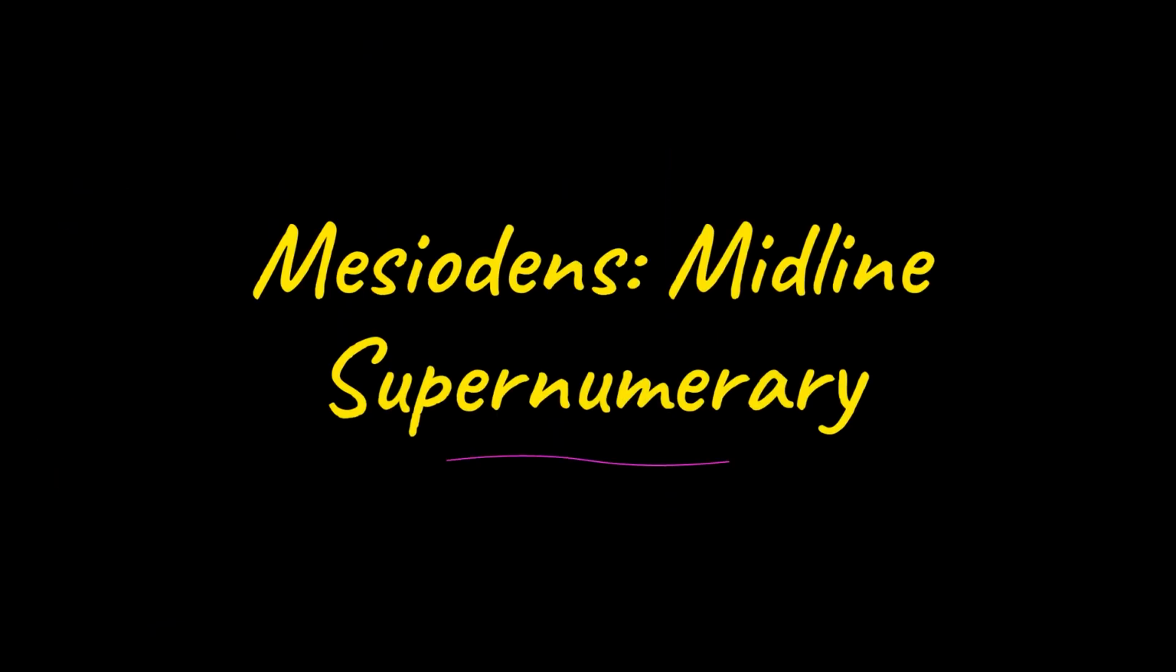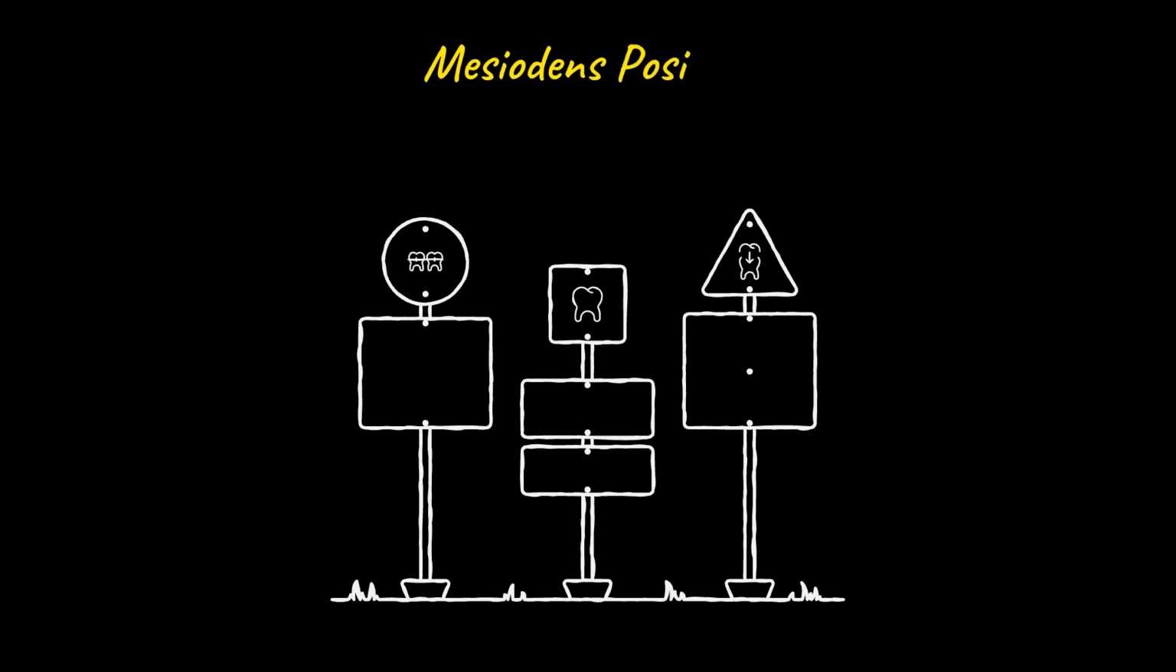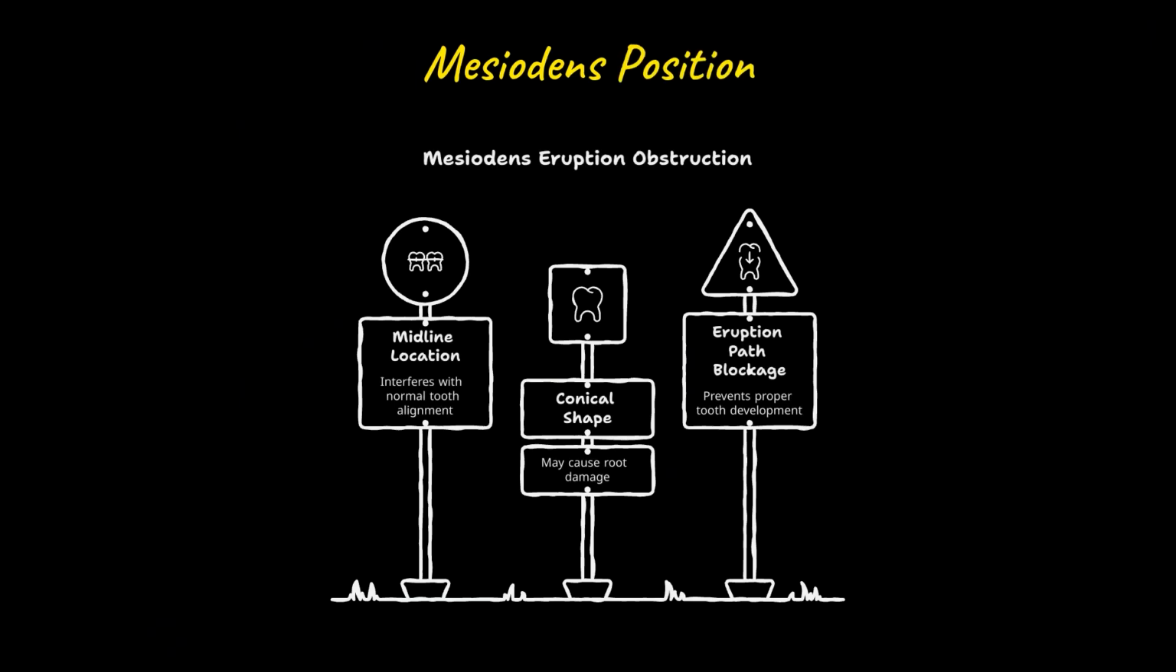A mesiodens is the most common supernumerary tooth in the mouth, an extra tooth that forms in the maxillary midline, wedged between the two upper central incisors. On a radiograph, the mesiodens appears as a separate, often conical tooth positioned between or above the central incisors.